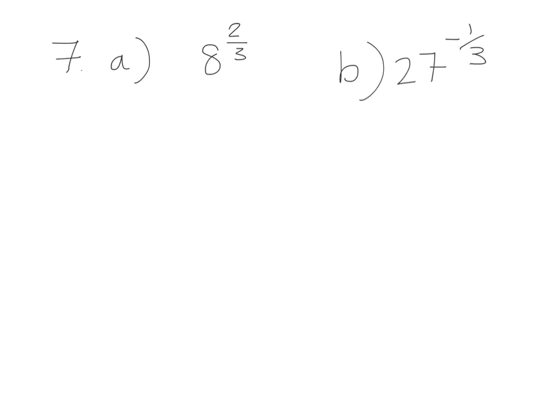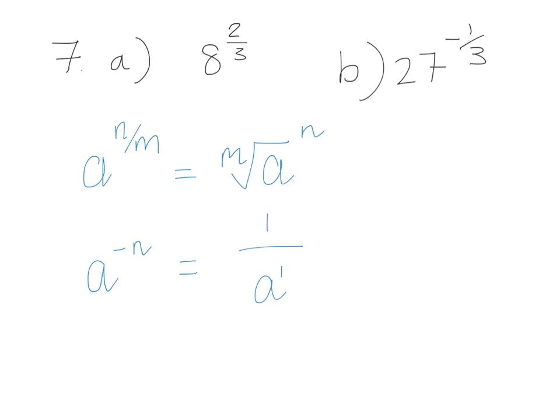Question 7 is your laws of indices. So for 7a, you need to think a to the power of n over m is equal to the mth root to the power of n. Okay. For b, you're going to also need to use that same law, but also take into account that a to the negative n is equal to 1 over a to the n. Okay, and use them to calculate the answers.